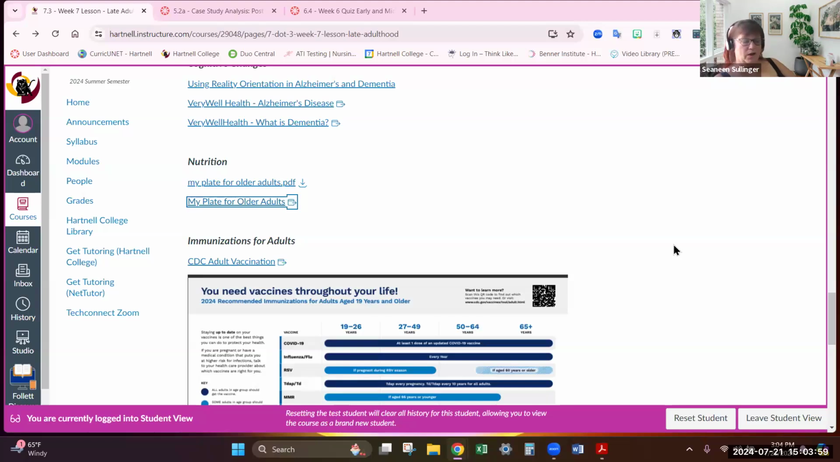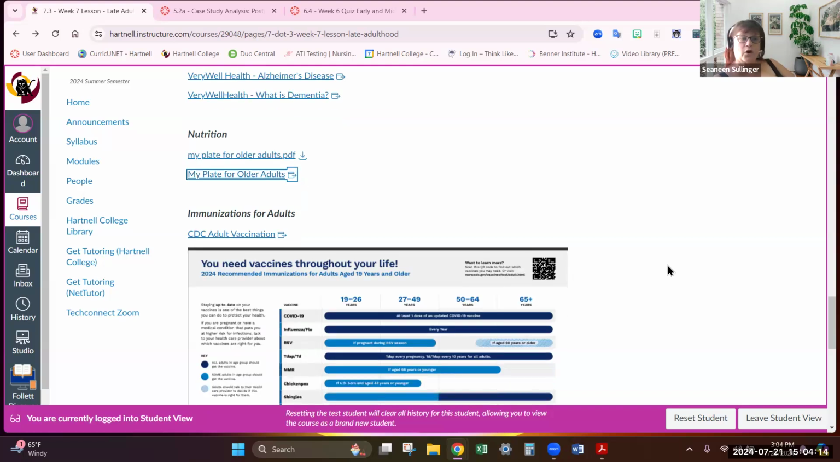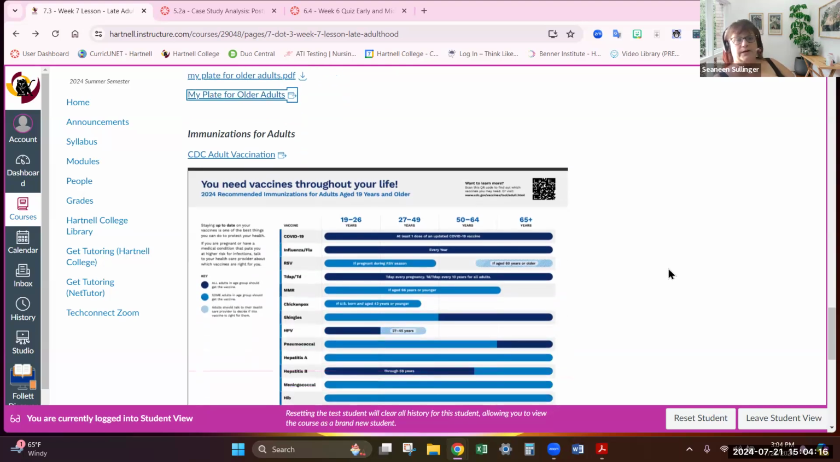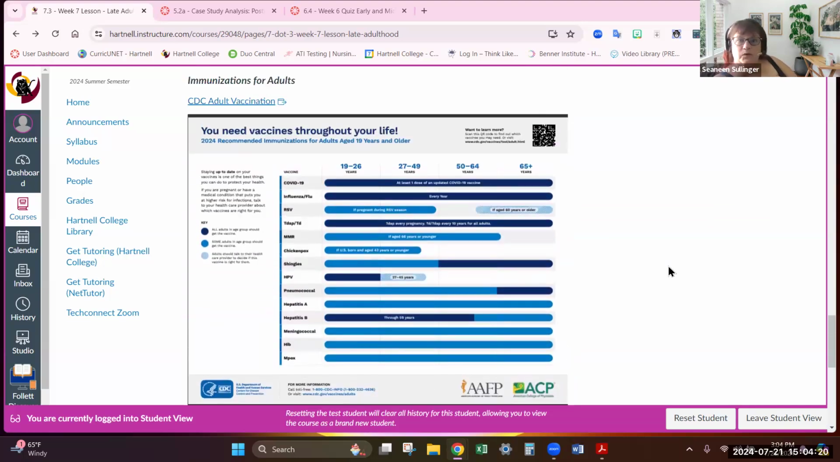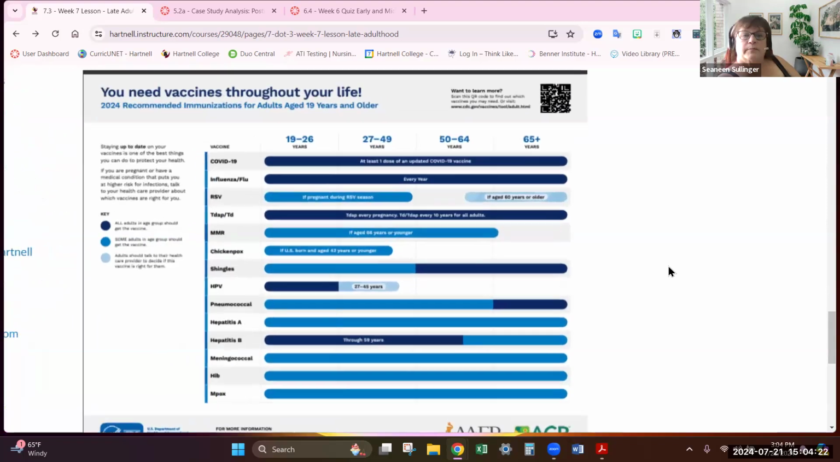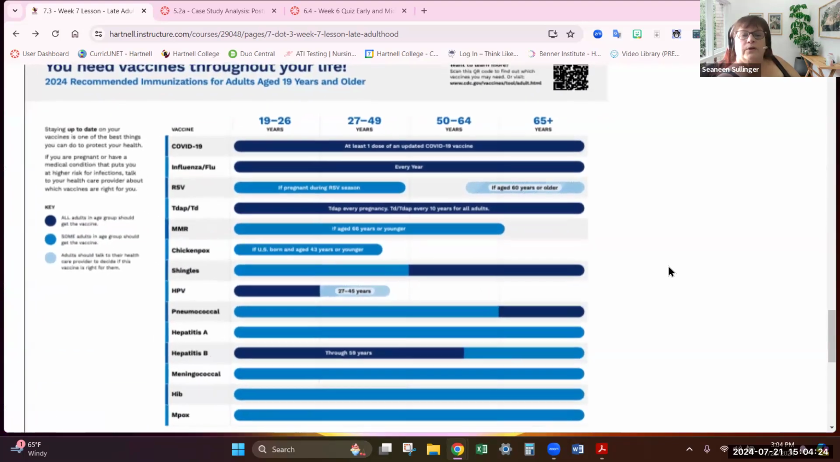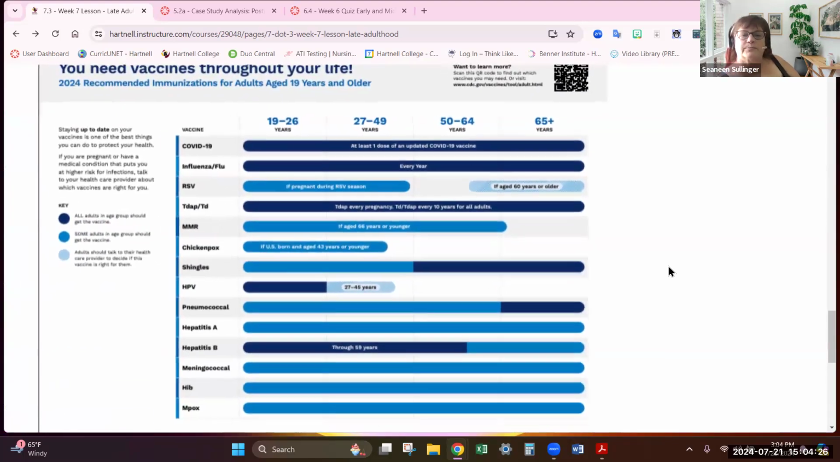Immunizations for adults. We talked about immunizations for children on the schedule. We talked about immunizations in postpartum care, like Tdap or MMR, flu vaccines, COVID vaccines. So there are vaccines that are needed throughout life, and specifically we can look at the 50 to 64. Let me make that a little bit bigger for you. And the 65 years plus.